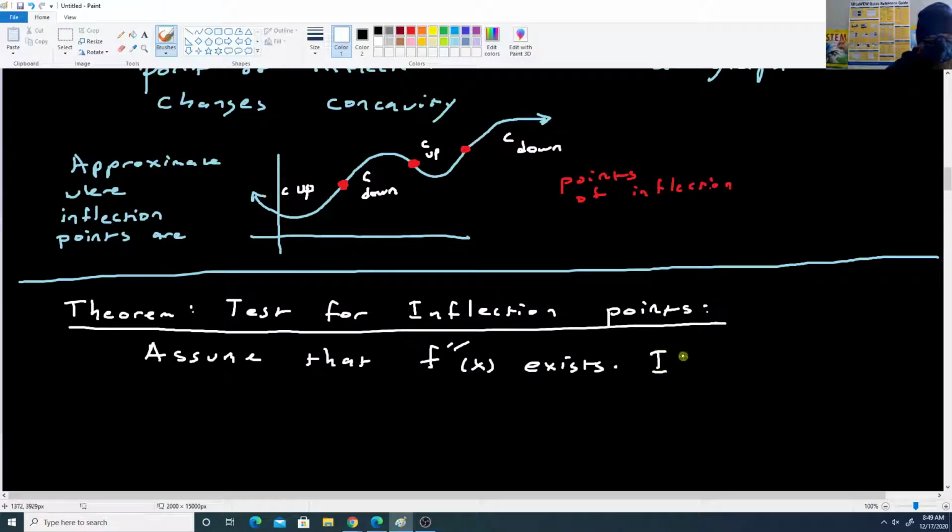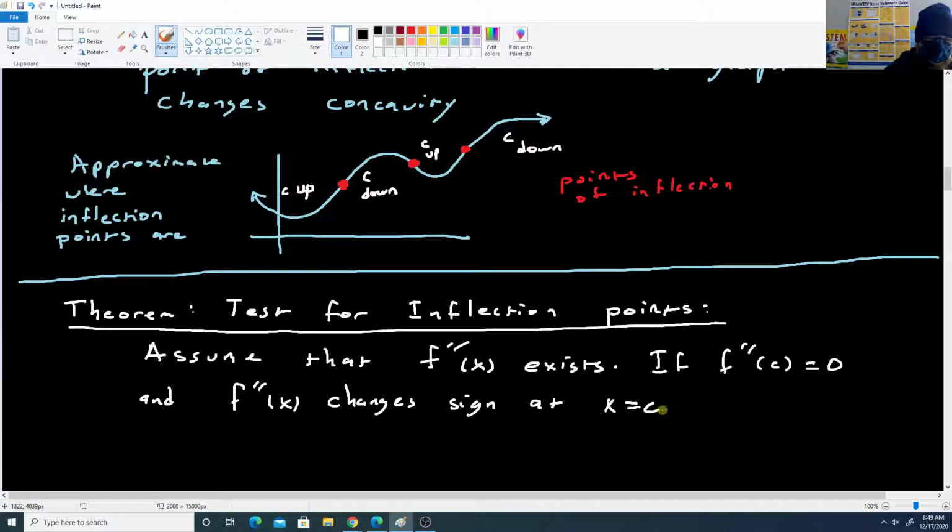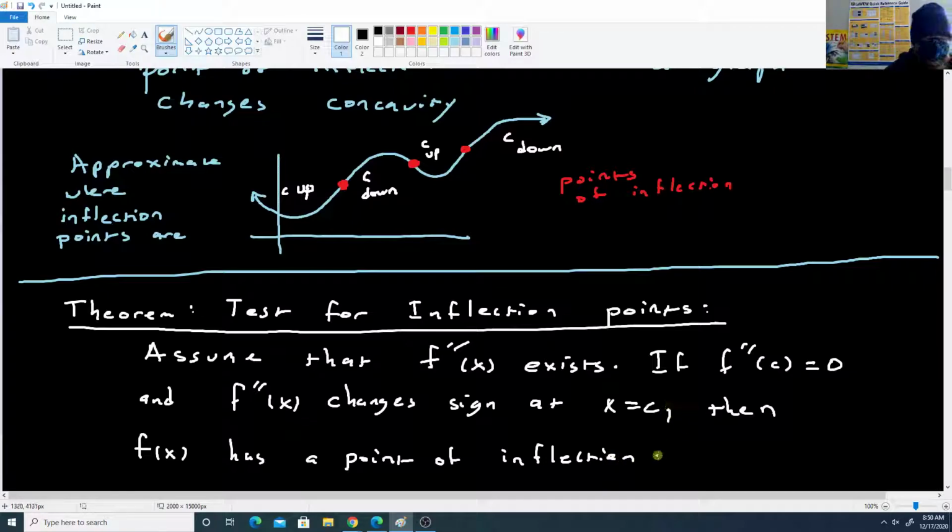And then we say if f double prime at some particular c value equals 0, so if the second derivative equals 0, and f double prime of x changes sign at c, then, so that should be a comma, then the original graph f of x has a point of inflection at x equals c.